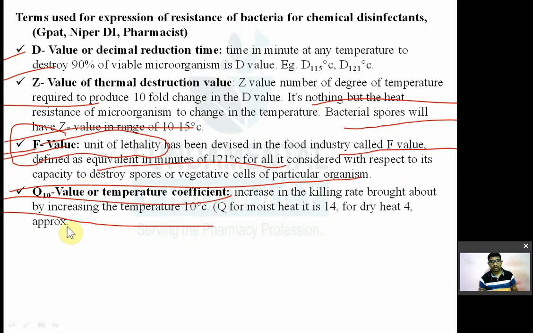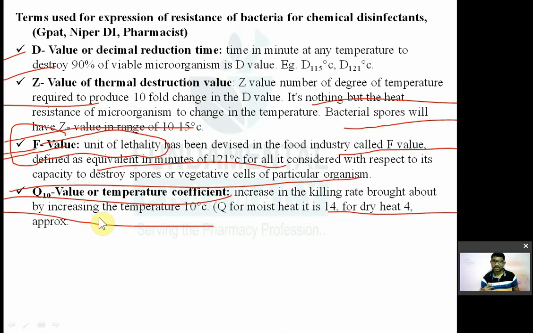So Q10 for moist sterilization is about 14 and for dry sterilization is about 4 approximately. जैसे मान लीजिए कि 115 डिग्री सेल्सियस होल्डिंग टेम्परेचर है आपका ऑटोक्लेव का, उस टाइम पे डेथ रेट कितना है माइक्रो ऑर्गेनिज्म का, अगर आपने 115 की जगह 125 कर दिया तो 10 डिग्री सेल्सियस बढ़ा दिया, किलिंग रेट 14 टाइम से बढ़ जाएगा. जैसे ड्राई हीट में अगर मान लीजिए आपने 100 डिग्री सेल्सियस पे रखा है कुछ, तो उस टाइम पे जो किलिंग रेट है बैक्टीरिया का, अगर आपने 110 टेम्परेचर कर दिया तो वो 4 गुना बढ़ जाएगा. सो लाइक दैट.